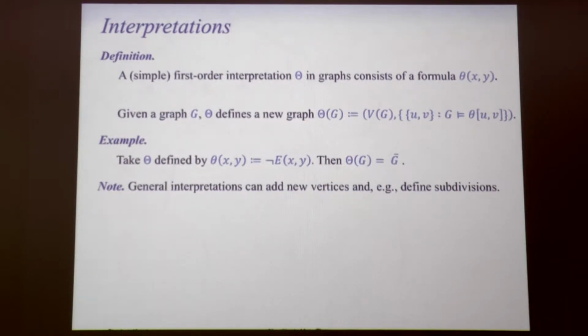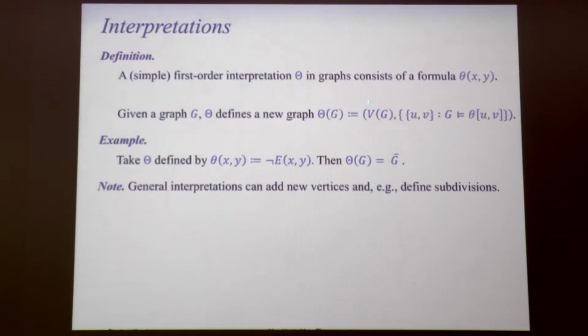And here I do a simple version of it. It's called a simple first order interpretation in graphs. This just consists of a formula theta with two parameters x and y. So just take any first order formula with two free variables, x and y. And if you give me a graph G, then this formula defines a new graph on top of this. It's theta of G.